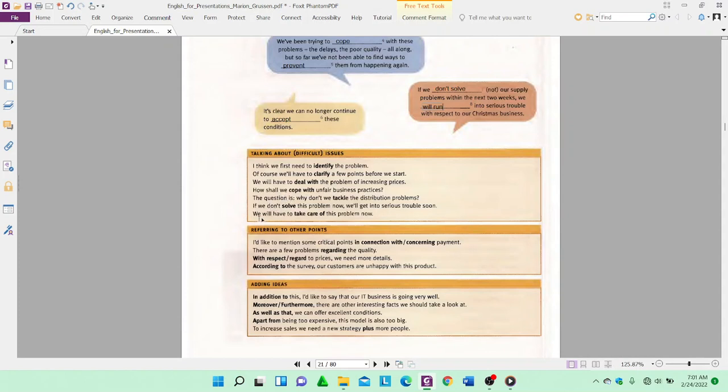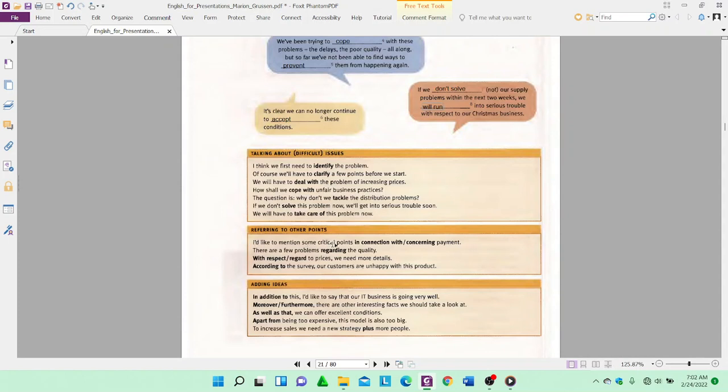Terakhir adalah we will have to take care of this problem now. Take care of itu artinya sama ya dengan deal with. Mengurusi this problem now. Masalahnya sekarang. Masalah ini sekarang. Oke, kalau take care pakai of. Right. Nah, next one. Sometimes ya, in giving our presentation we relate one points to other points. Jadi bagaimana cara menggunakannya? Let's see this one.